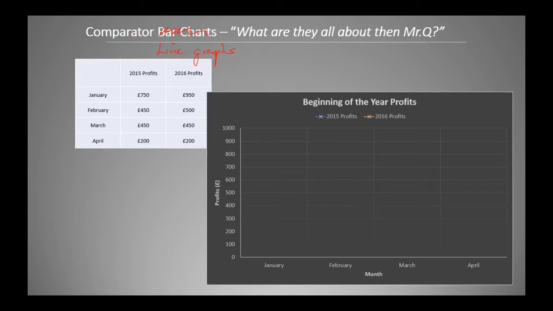Same rules apply to all graphs, so when we set up, we need a title. We need a key so we can interpret the graph. We need labels on our axes and scales. And here we are. So here, I want to see how profits change with the month of the year, with time advancing.